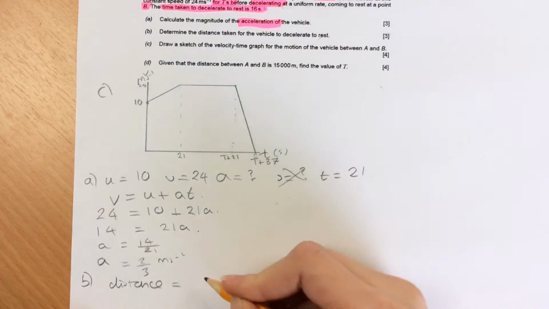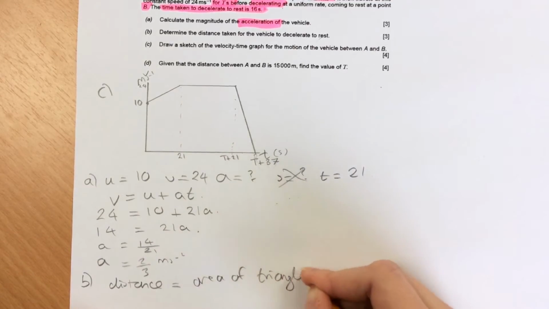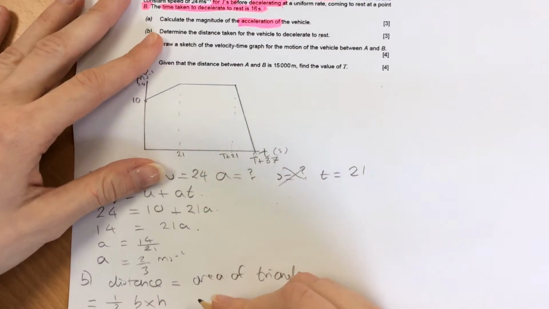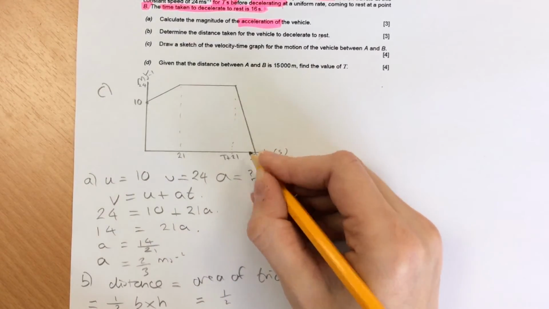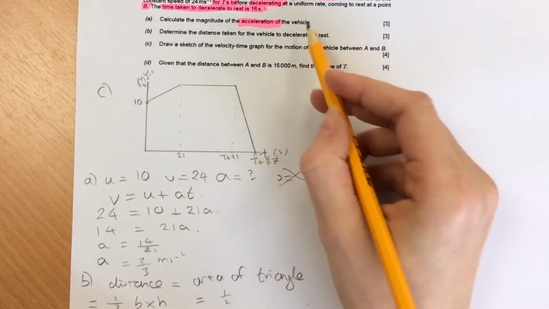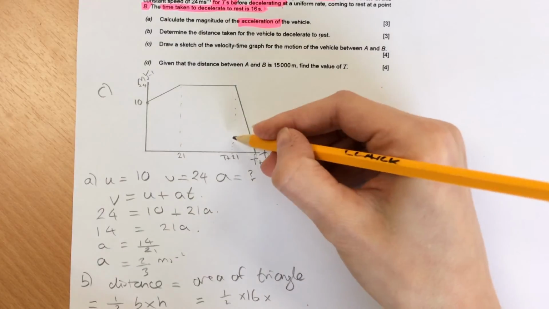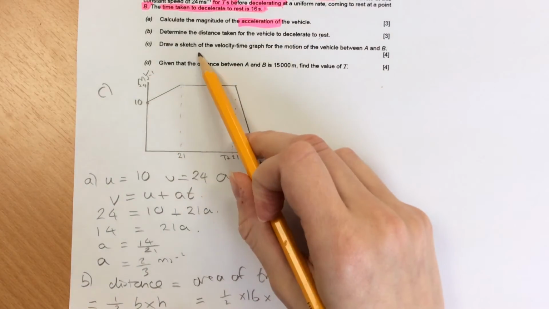So the distance is the area of the triangle, which equals a half base times height. The base, the gap here, was 16. It tells us in the question that it decelerated for 16. So half times 16 times the height, which is 24, gives us an answer of 192 meters. That's probably the easiest way to do that one. Part C we've already done here.